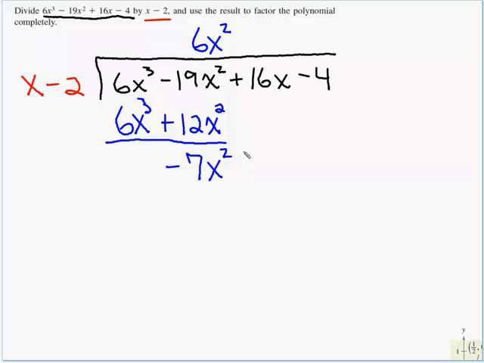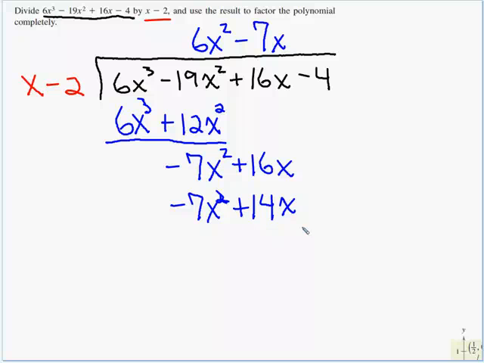And we bring down the next term, 16x, positive. So now we need something here times x is minus 7x squared. Well, that's got to be a minus 7x. Minus 7x times x is minus 7x squared. And minus 7x times minus 2 is going to turn into a positive 14x. Again, remember we are subtracting. Negative 7 minus a negative would turn that to a plus, and that term is now gone.